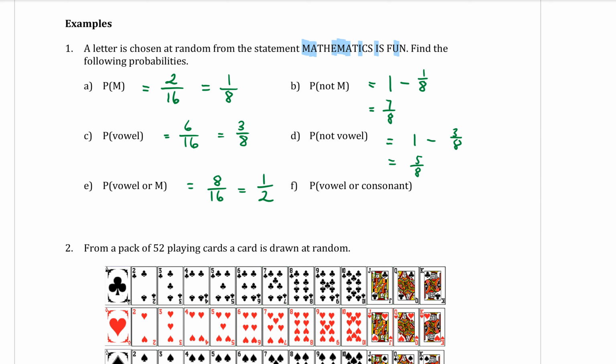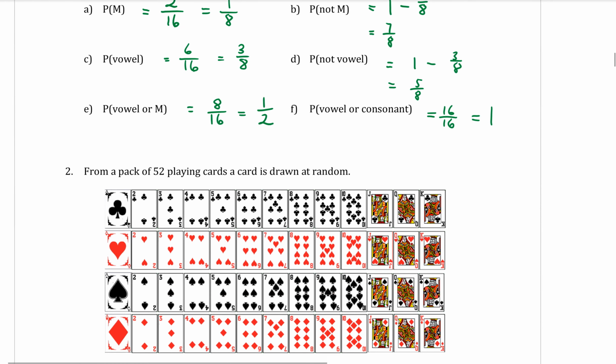All of them. So all of them are either vowels or consonants. So that's 16 out of 16. In other words, that's a probability of 1. So if you choose a letter out of there, you're always going to get either a vowel or a consonant because that's all that's in there. Okay, so hopefully you are familiar with using that formula.